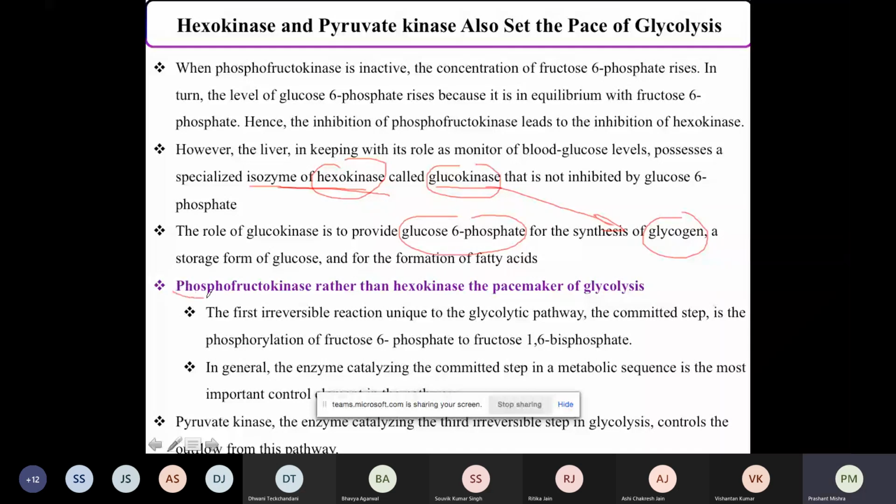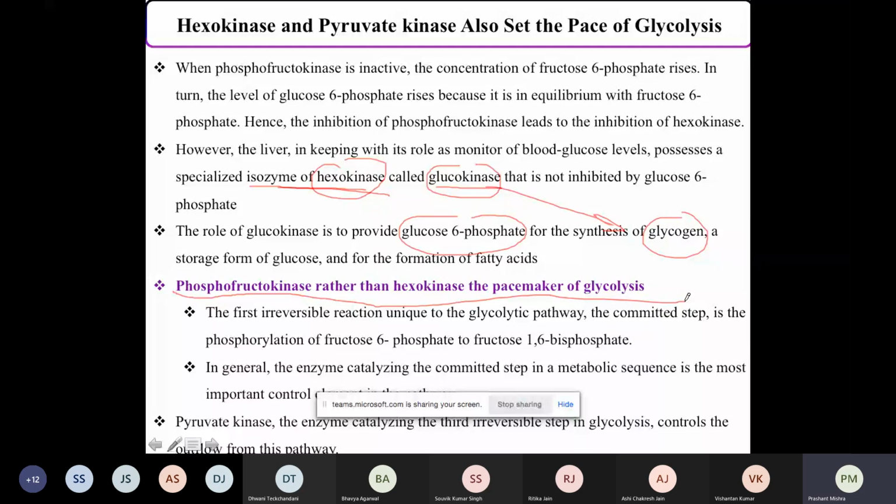So this is a very interesting point, that phosphofructokinase rather than hexokinase is the pacemaker of glycolysis. That means hexokinase, though it is the first enzyme of the pathway, is not the one deciding the pace of glycolytic reactions. What is deciding the pace of the glycolytic reaction is rather phosphofructokinase, because it is controlling even hexokinase. That is why phosphofructokinase is considered to be a pacemaker enzyme, the enzyme deciding the pace of the reaction.